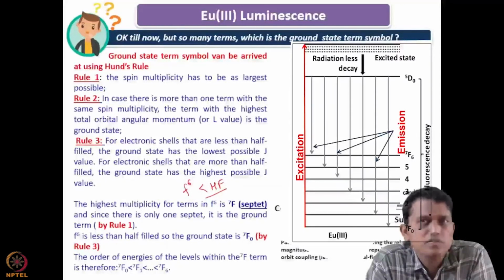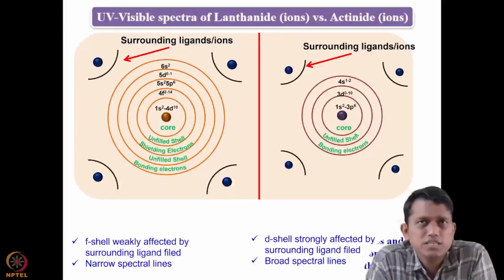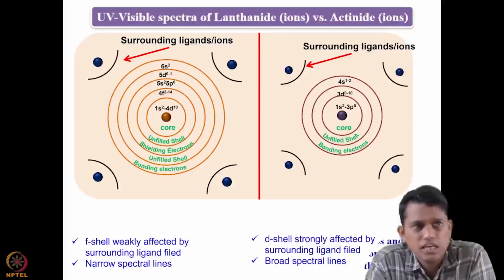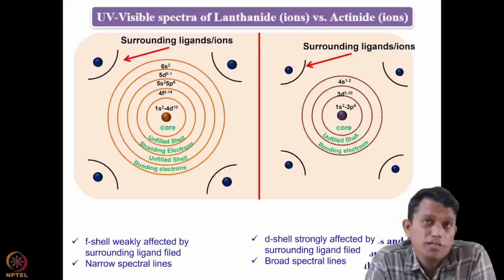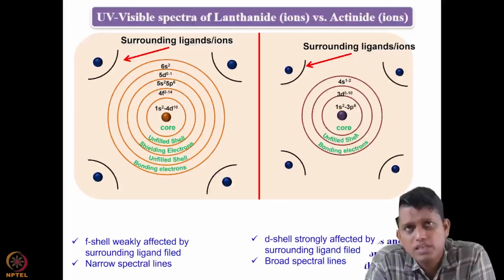So with this idea of term symbols, let us try to understand the absorption spectroscopy of lanthanides and actinides. The basic difference between the UV spectra of lanthanides and actinides compared to that of the d block elements is the involvement of different orbitals. The d orbitals are more diffused, while the f orbitals are more centered. The electronic transitions in the f orbitals are buried deep inside, so their intensity is not very dependent on the external environment.